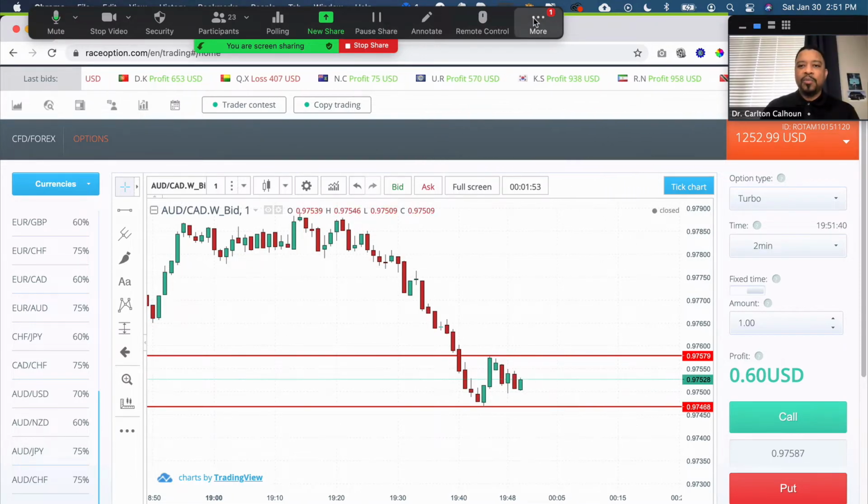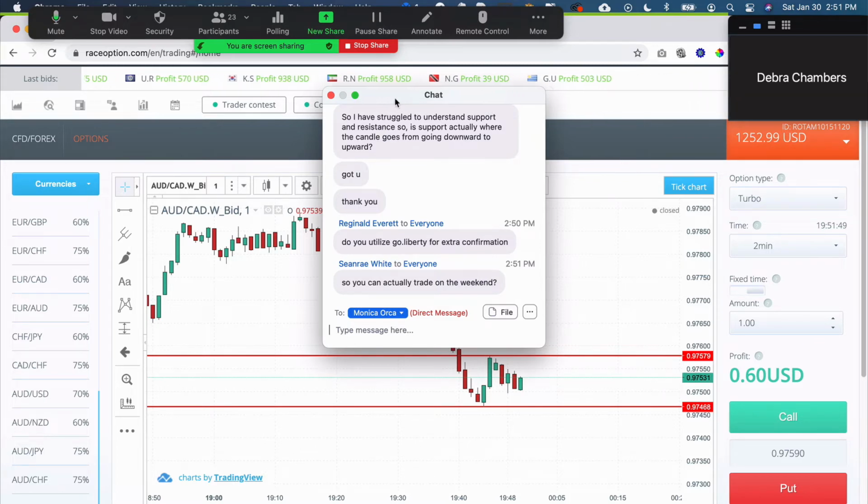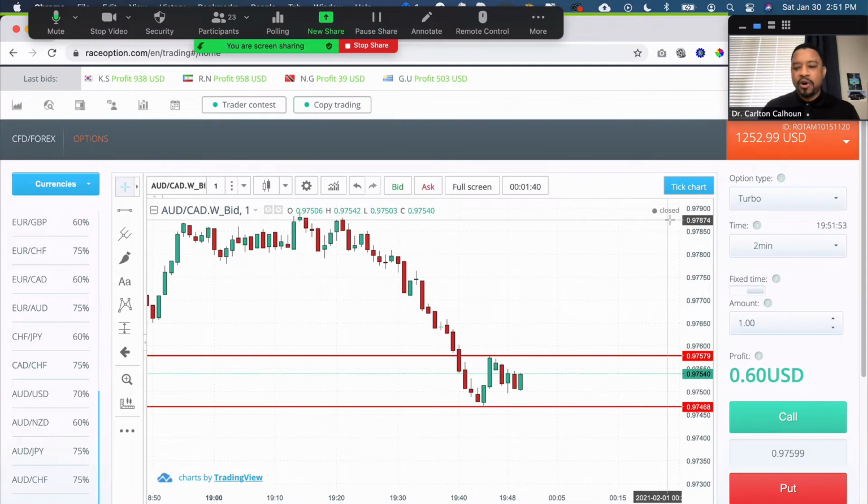Leo recommends to have multiples, so you don't actually over leverage on one. Yes. Okay. Sean Ray, I think that's your name. You can trade on the weekend. Binary options is 24 hours a day.